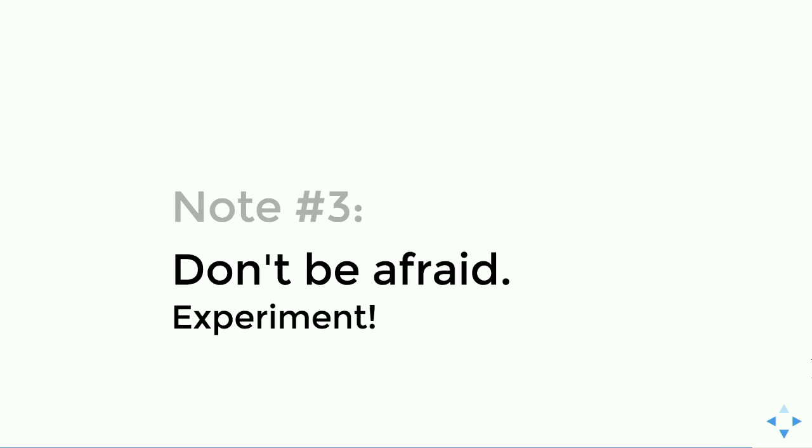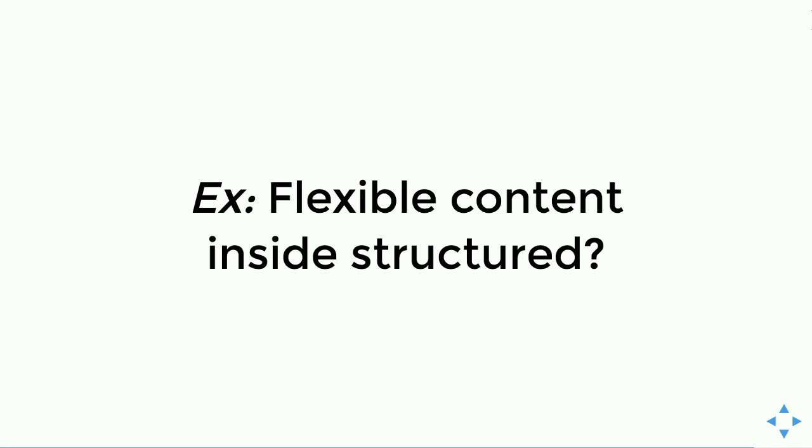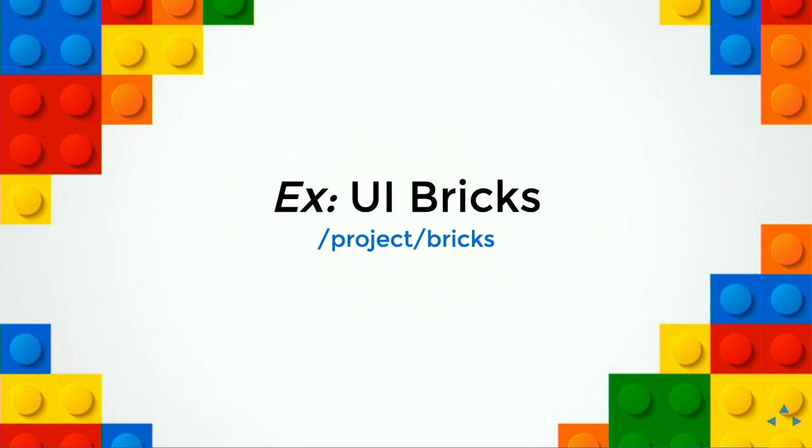Don't be afraid and experiment. What does it mean? For example, we have flexible content, okay, we have structured content, okay, but why not include flexible content inside structured content? For example, if we have a car details page, why not define a car description field, which could be flexible content, so it can hold nested entities, and we can specify any layout in the car description. For example, we can make it a two-column layout, we can nest a slideshow inside. But the whole page will be structured and will be rendered using the standard mechanisms.